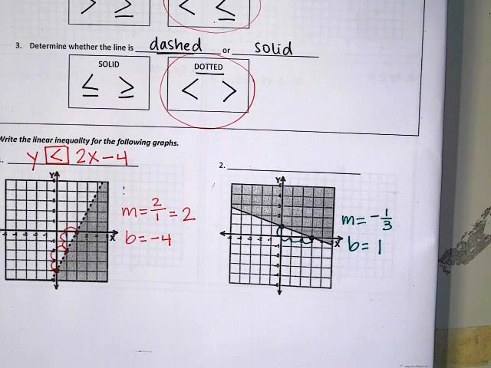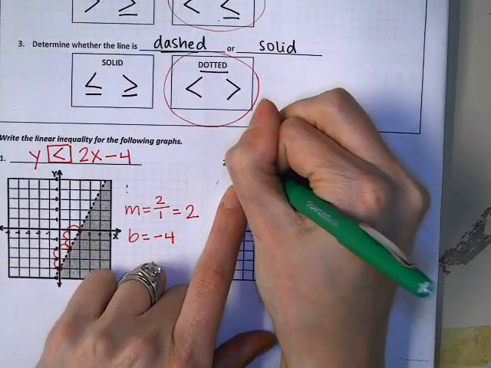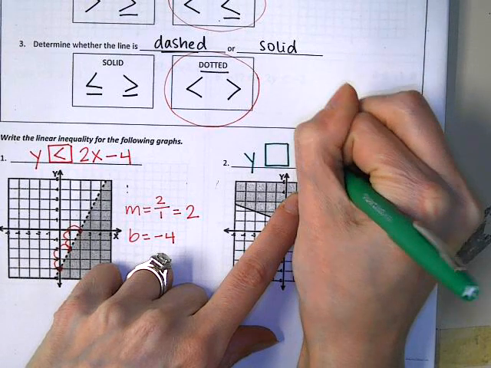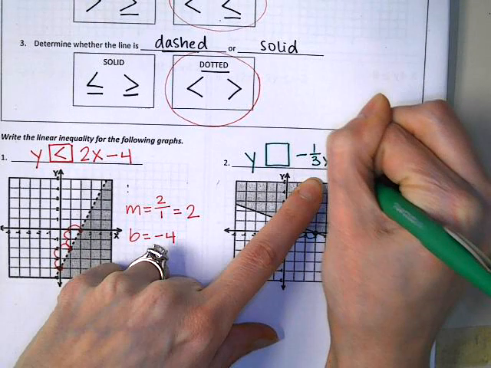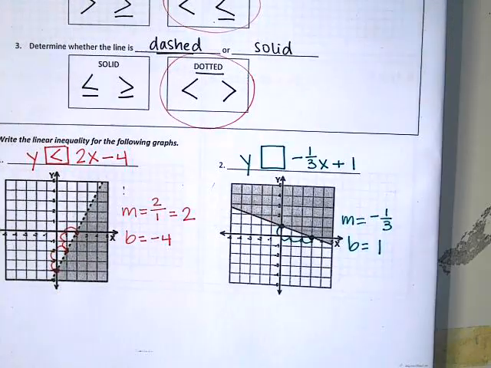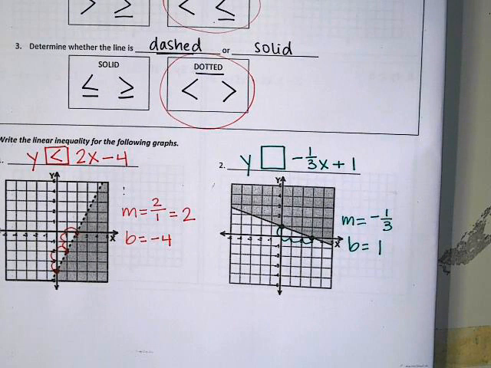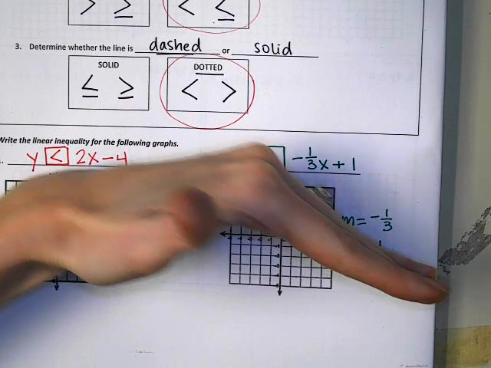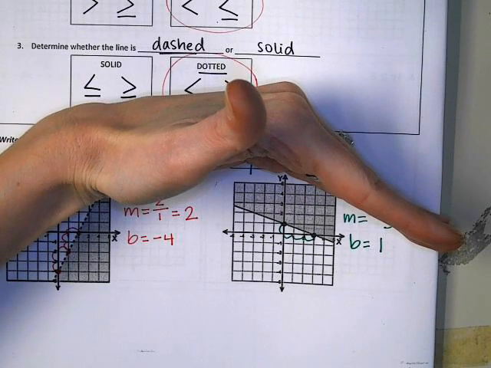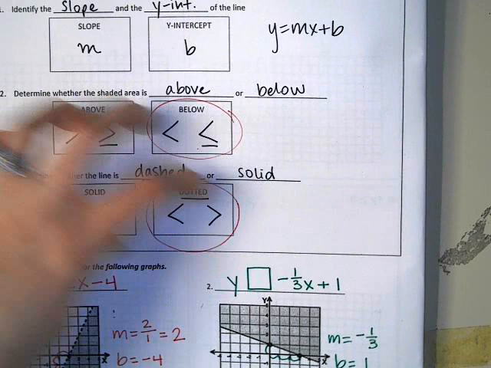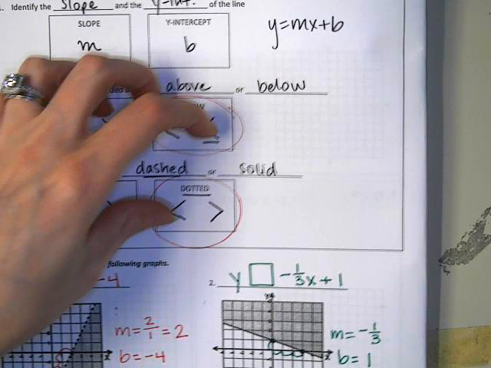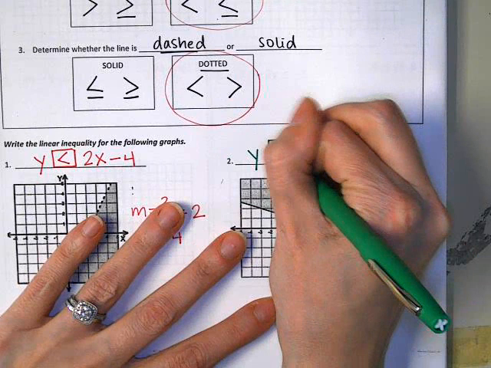All right, so when we write our inequality, it's going to be y and then some symbol, -1/3 x plus 1, right? mx plus b. Now what symbol? We have a solid line, which means we're including it, and we're shaded above. So if you match these up together, which one means including and above, that's going to be greater than or equal to.